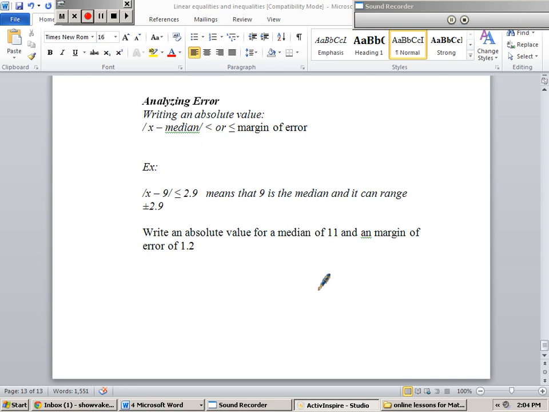Okay, this finishes our lesson on inequalities and equalities, including compound inequalities and absolute value equalities and inequalities.